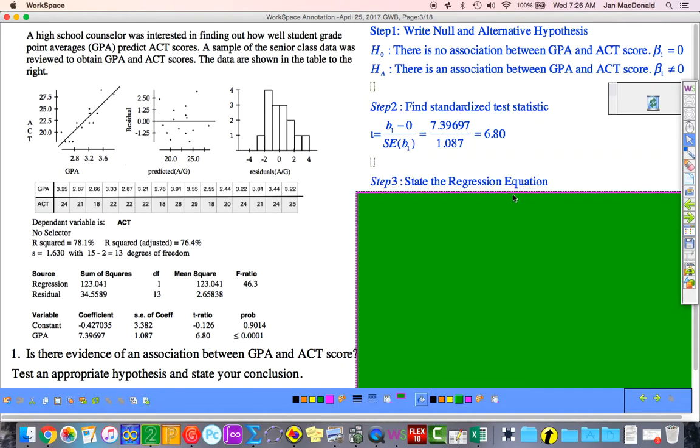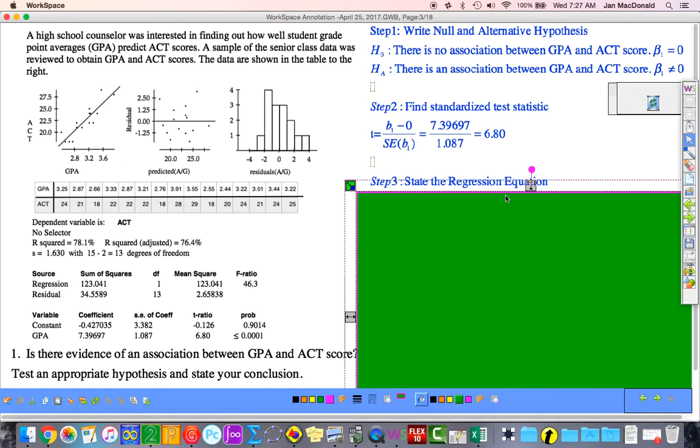Okay, so step 3, we're going to state the regression equation. Again, in Algebra 1, we learned y equals mx plus b. It looks a little different in AP Stats, not too different. In AP Stats, we say y hat equals b naught plus b1x. Again, b naught is our y-intercept, b1 is our slope. And make sure we write the regression equation in context.